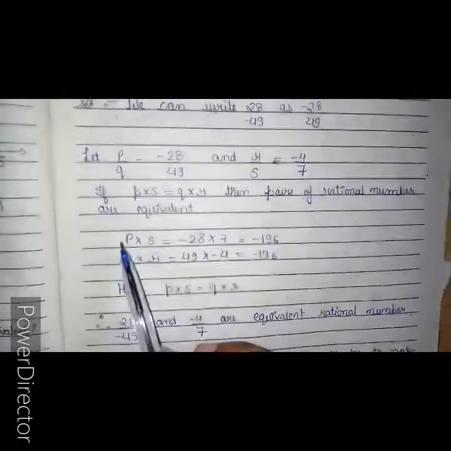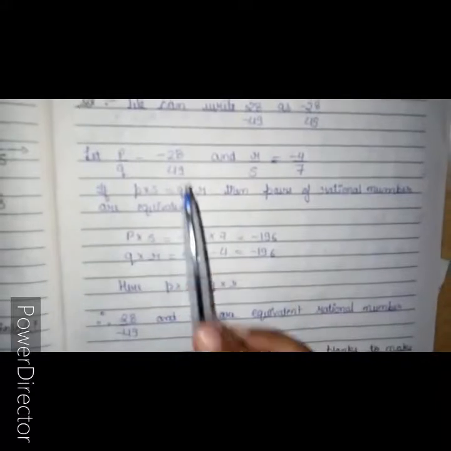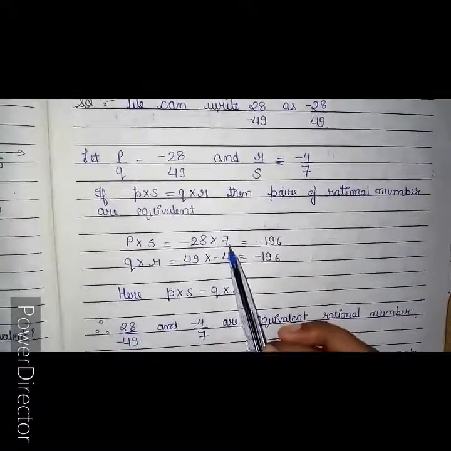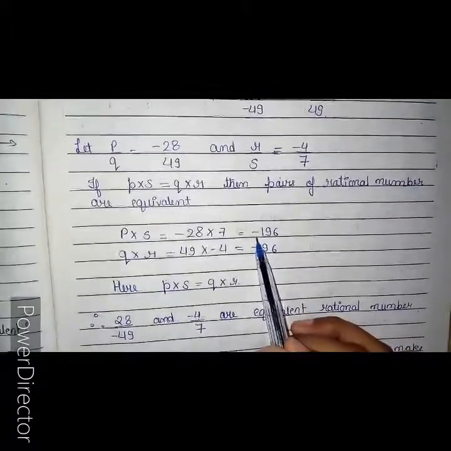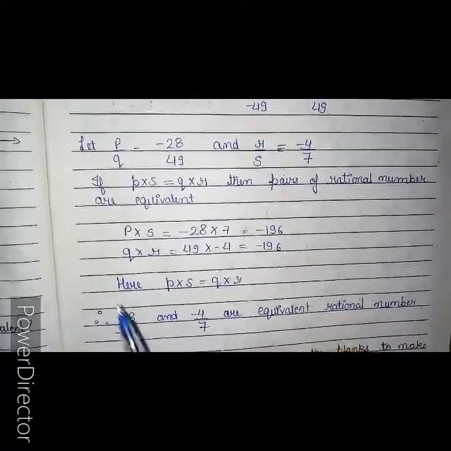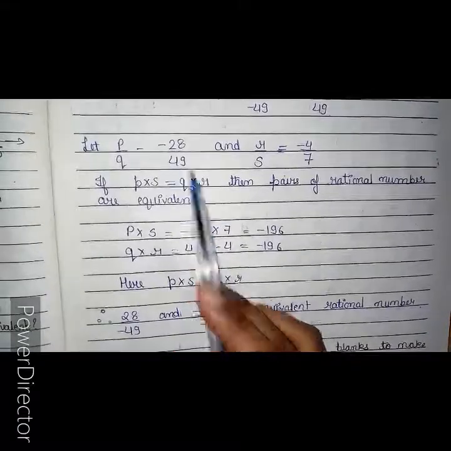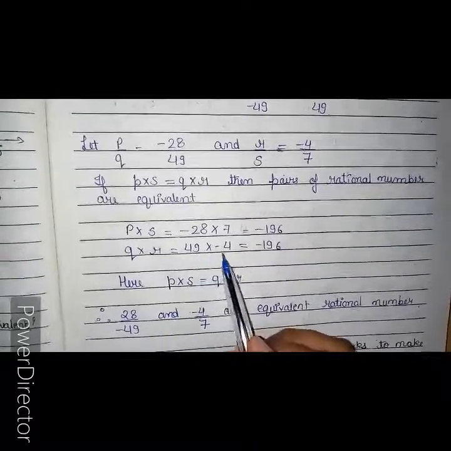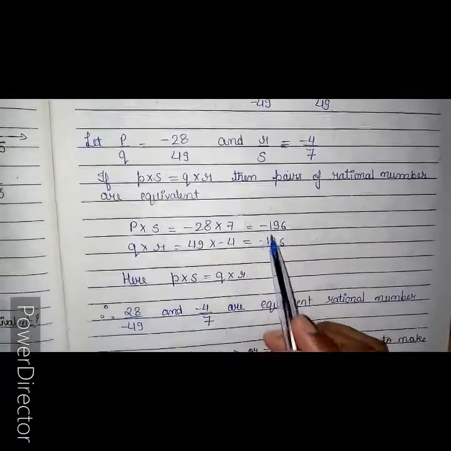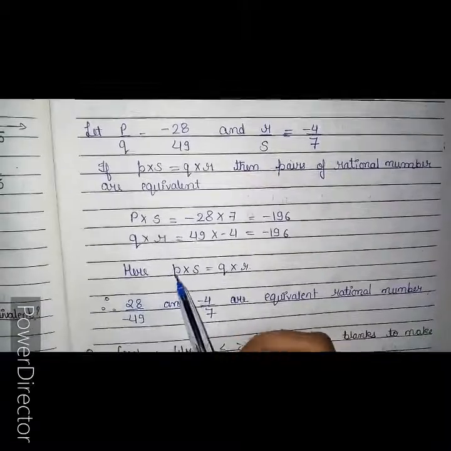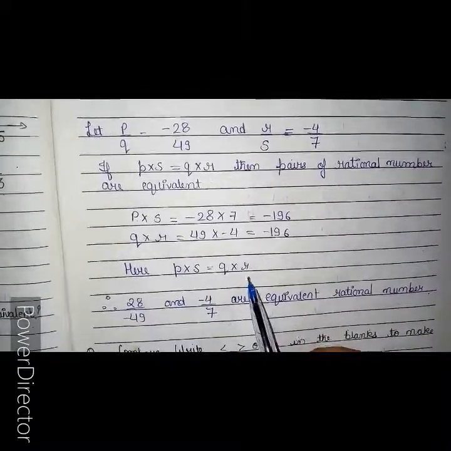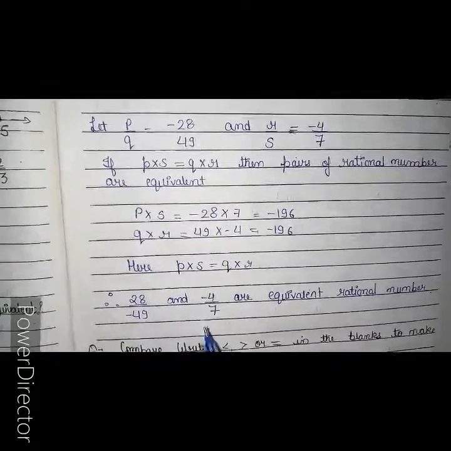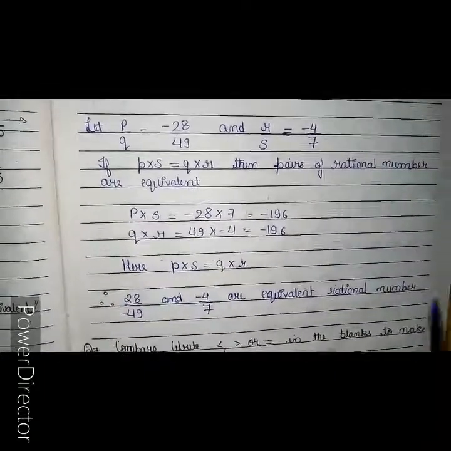P multiplied by S, the value of P is minus 28 and the value of S is 7. Minus 28 multiplied by 7 equals minus 196. Now Q multiplied by R, the value of Q is 49 multiplied by the value of R, which is minus 4. 49 multiplied by minus 4 equals minus 196. Here P multiplied by S equals Q multiplied by R. Therefore the given pair 28 upon minus 49 and minus 4 upon 7 are equivalent rational numbers.